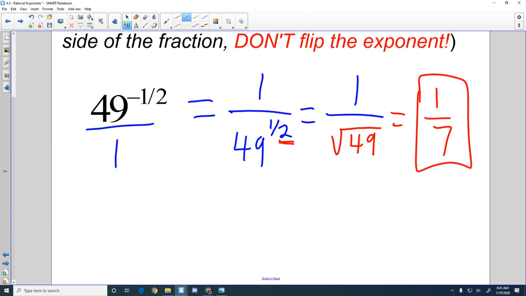Or anytime you see something to the 1/2 power, you might just get to the point where you realize, oh, anything to the 1/2, it's a square root. So like 100 to the 1/2, it's just 10. So that 1/2 exponent is just another way of writing a square root. That's awesome if you catch on to that already. That's great, Ben.